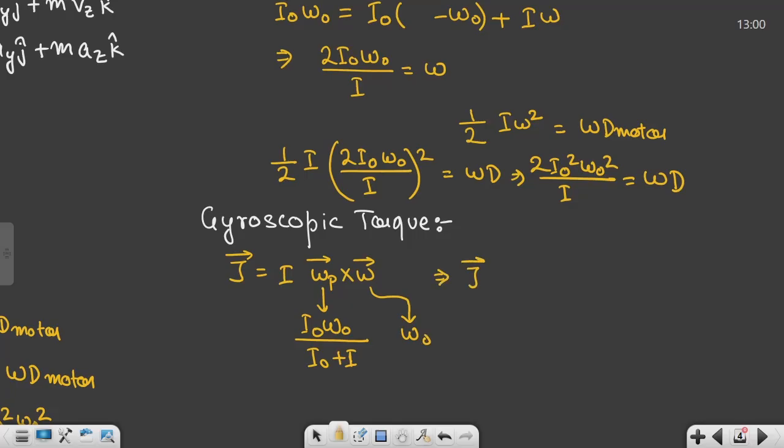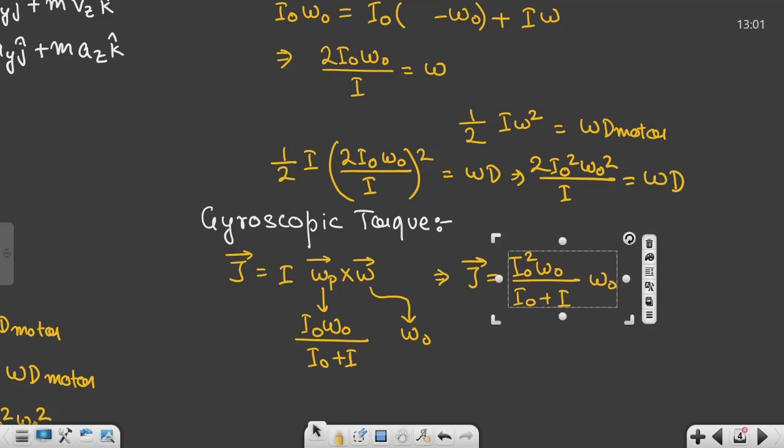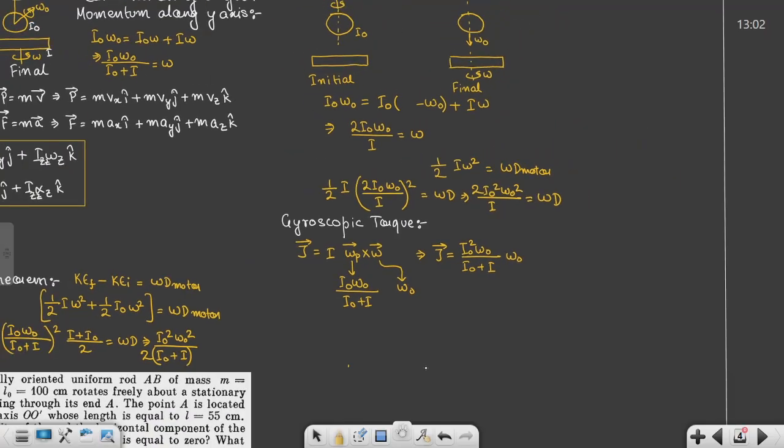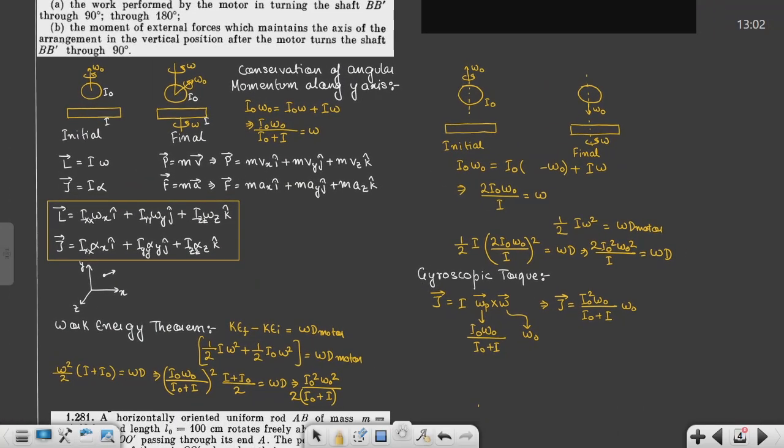So gyroscopic torque is nothing but I, moment of inertia of the sphere, into I naught omega naught into I naught omega naught divided by I naught plus I into omega naught. So this I naught and I naught would become I naught square. So this is my torque out here. Understood? And this is the answer to this question. Okay. So let's move on to our next question. So this was our entire question.